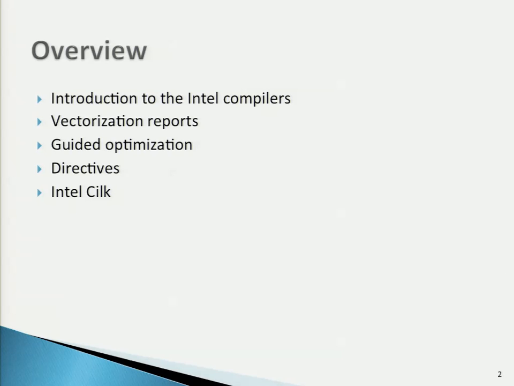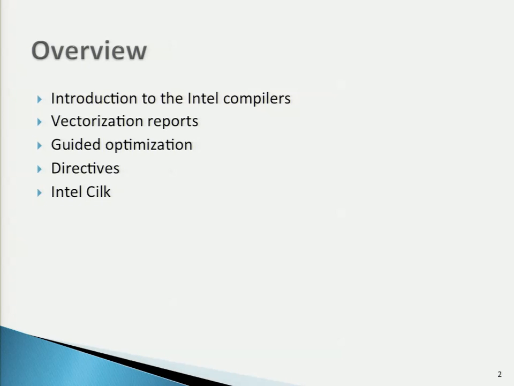Okay, so I'm going to be talking about some specific options and steps you can go through with the Intel compiler, because Intel now has a complete compiler suite, Fortran, C and C++ compilers, and it's in their interest to help people to vectorize their code using their compilers. And they provide a lot of tools that we can use to achieve this.